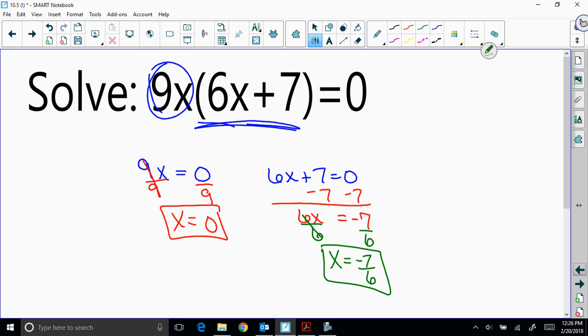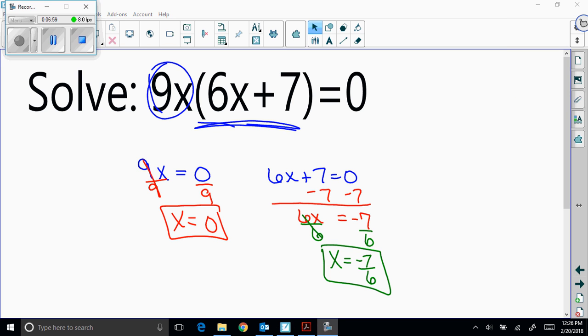Okay, so that does it for 10.5. And you now may begin working on your worksheet. If you have any questions, please message me on Canvas.